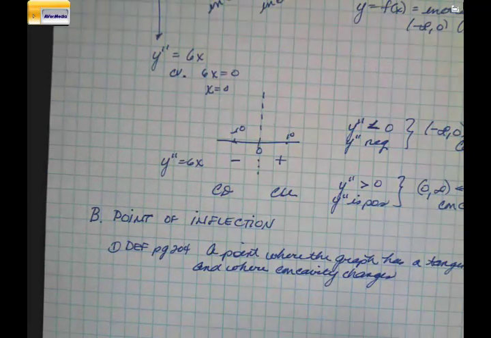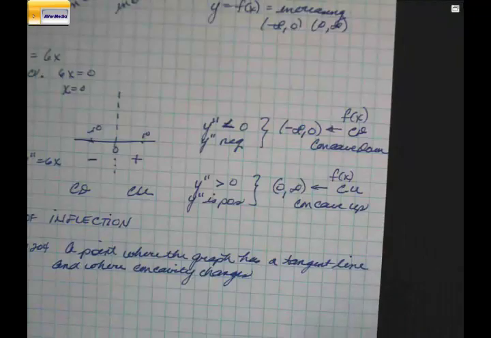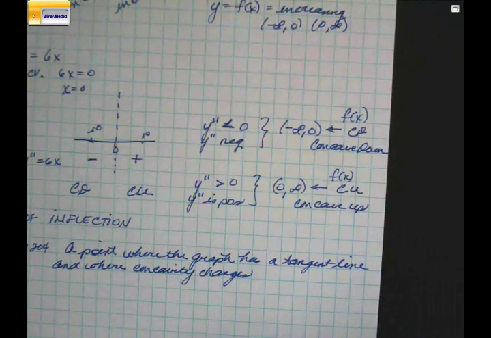Meaning concavity changes from positive to negative or negative to positive, or it changes from concave up to concave down and concave down to concave up. Okay, a point where the graph has a tangent line and where the concavity changes.